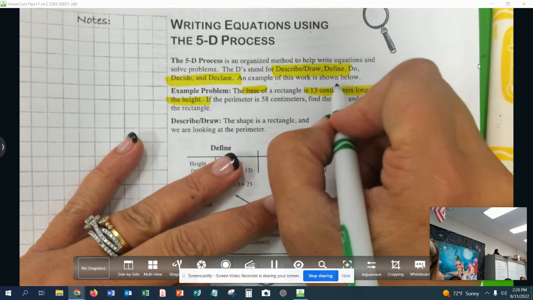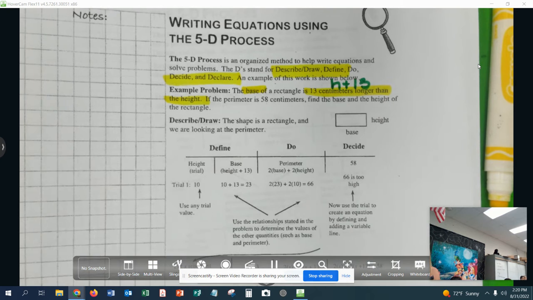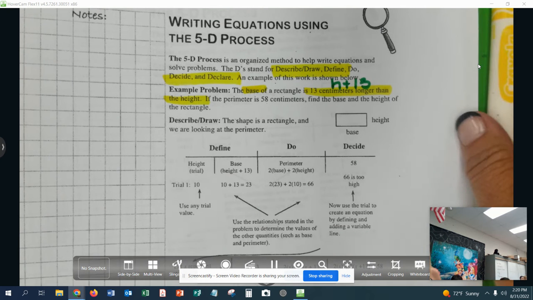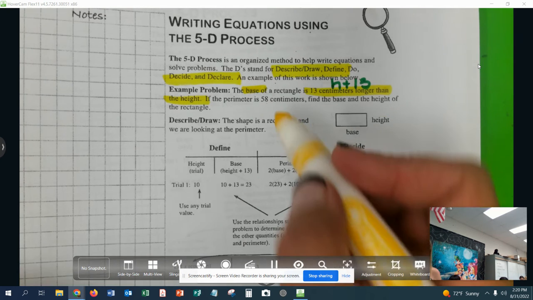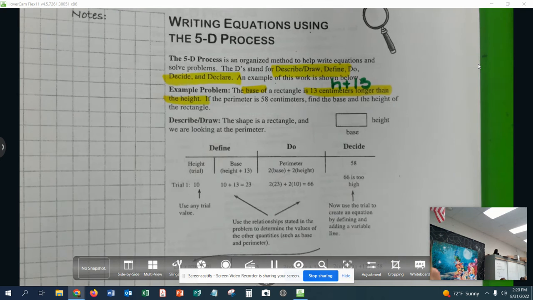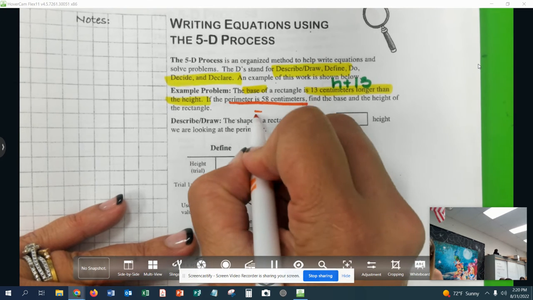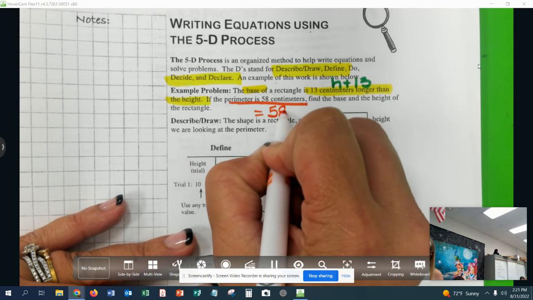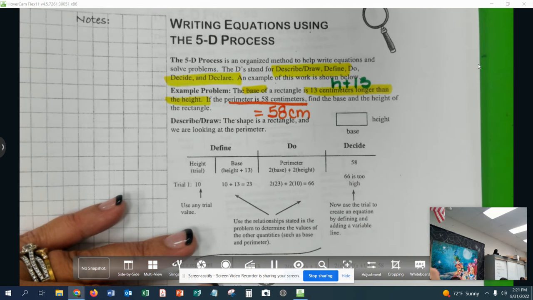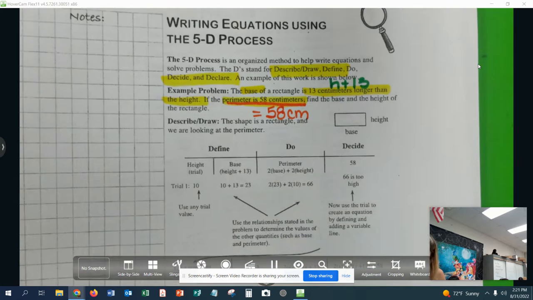The base of the rectangle is 13 centimeters longer than the height. So I'm going to write height plus 13. Highlight it, and then right above it, write height plus 13. Now, I know you don't have another highlighter, but I'm going to take my orange and highlight that the perimeter is 58 centimeters, meaning it's going to equal 58 centimeters. Are you with me? Okay.